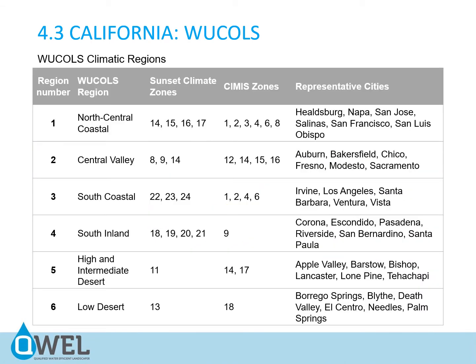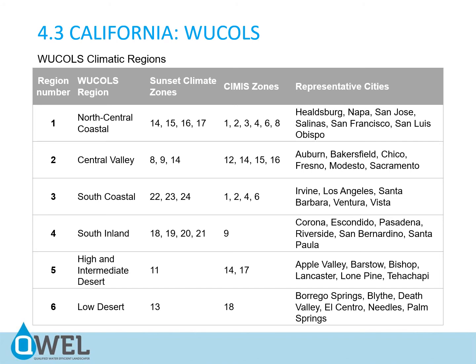This is a chart of the different climatic regions within WUCOLS. They range from region number 1 through region number 6, region number 1 having a lower ETO and region number 6 having a higher ETO. So region number 1 is described as North Central Coast, and representative cities that are within that type of region are Healdsburg, Napa, San Jose, Salinas, San Francisco, and San Luis Obispo. Where if you go all the way down to region 6, that would be the low desert, and representative cities would be Borrego Springs, Blythe, Death Valley, El Centro, Needles, and Palm Springs.